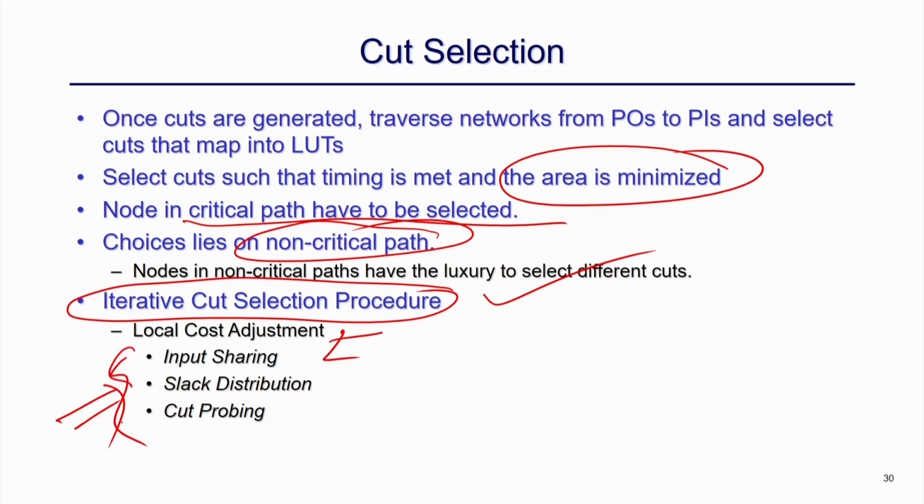For that I have to consider input sharing, slack distribution and cut probing. I am going to discuss how those have an impact on the cost, and I am going to update the cost of the surrounding cuts using this logic, okay.